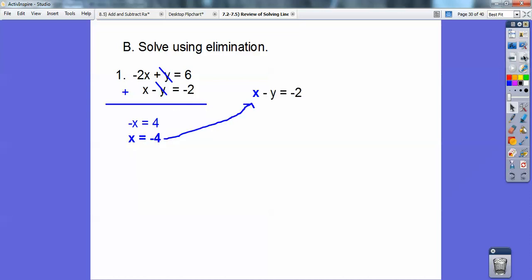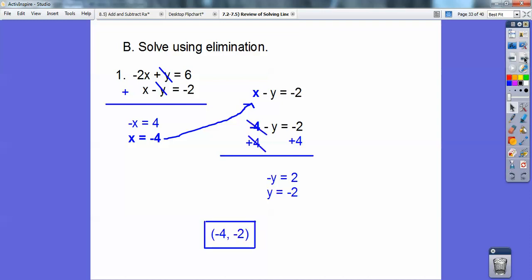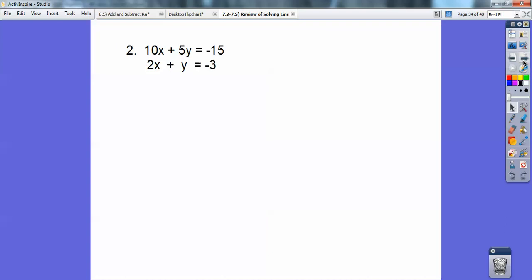And I'm going to substitute that back into the bottom equation, put in negative 4 right there, and just watch out for the negatives, you guys. I'm going to add 4 to both sides, and negative 2 plus 4 is not 6, it's 2, you guys. So you get negative 4, negative 2, because I still have the negative in front of the y. Negative y equals 2, so y equals negative 2. Okay, let's try another one.